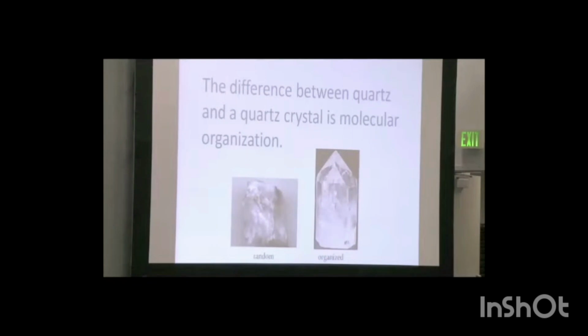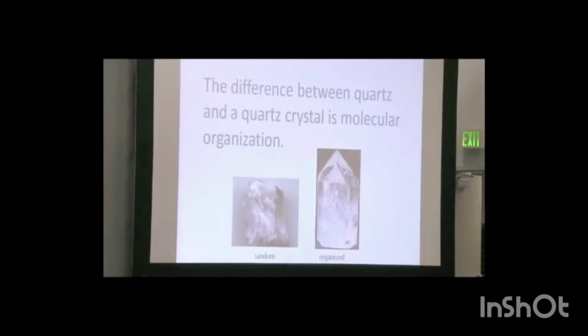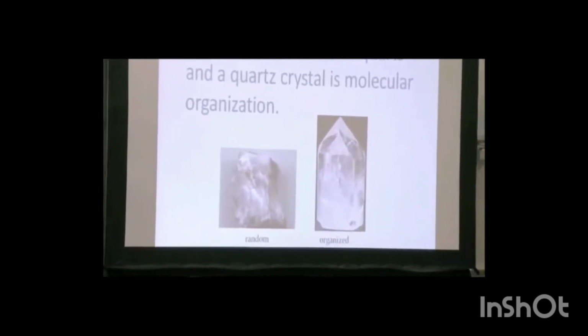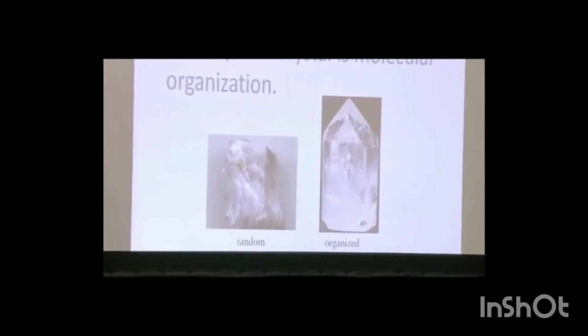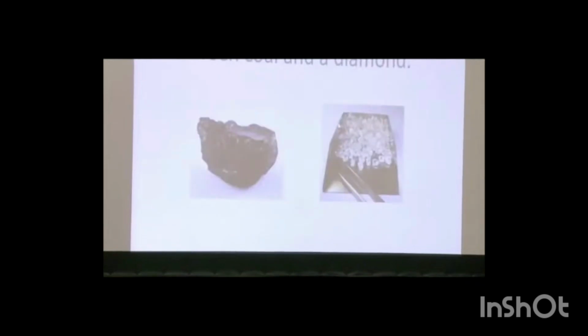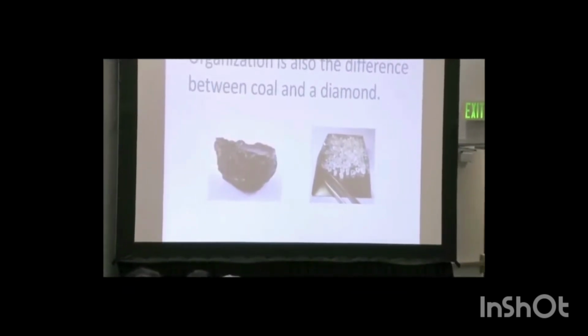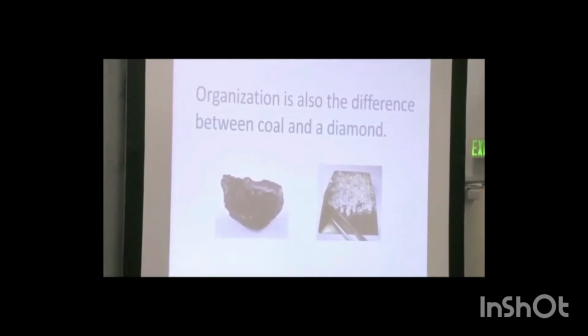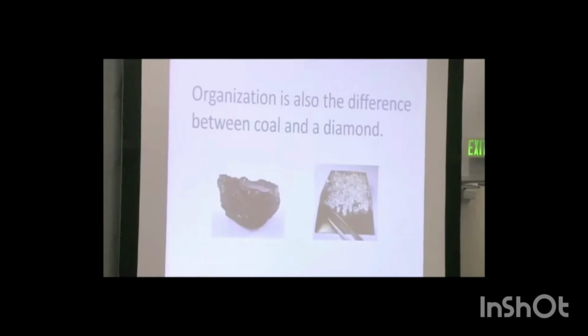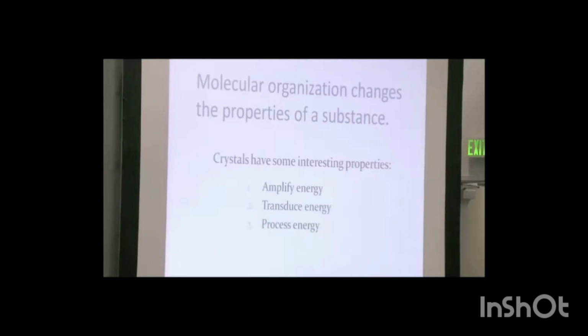The difference between quartz and a quartz crystal is all about molecular organization. On the left here, you see a piece of quartz. But on the right, you see a quartz crystal. It's all silicon dioxide, but what happens when those molecules organize in that pattern that I showed you previously is what makes a crystal a crystal. Organization is also the difference between coal and a diamond. Most people know that you need extreme pressure to make a diamond, right? But what most people don't understand is that the pressure causes the molecules to become more and more organized so that they can withstand the pressure. And in the process, you create the diamond. Molecular organization changes the properties of a substance completely, as you can see between a lump of coal and a very clear, brilliant diamond.